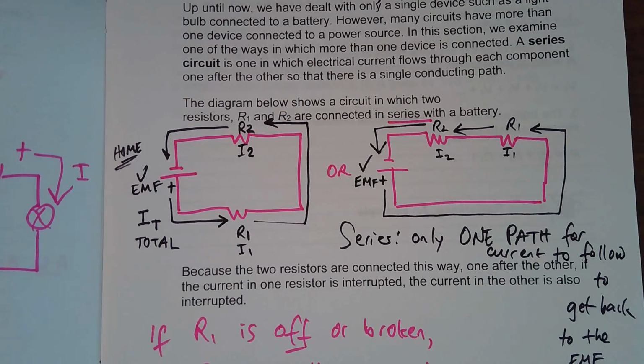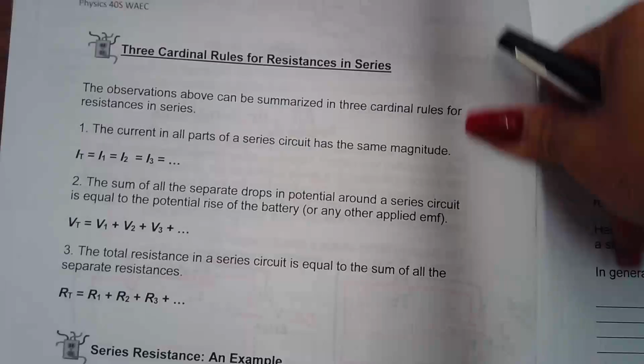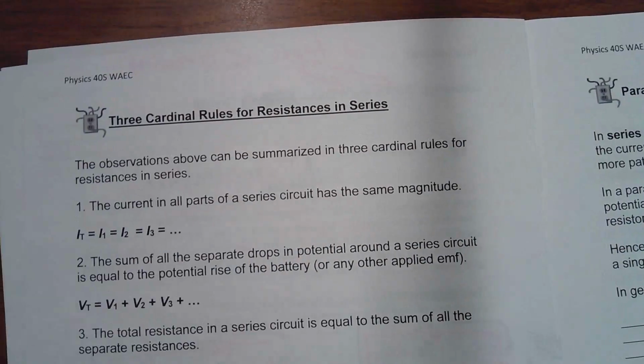Parallel. It means there are 2 threads, so there is a different connection here. These 2 are in series, right? But they are not in series with that one, so we call it parallel, which is our next type of circuit. Okay? So now we're still talking about series circuits here.